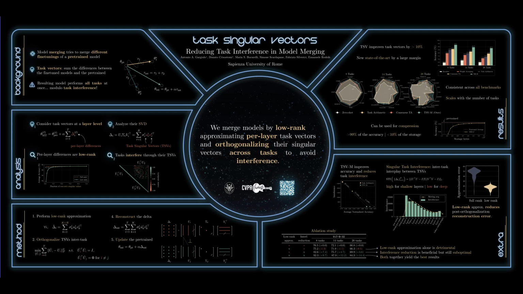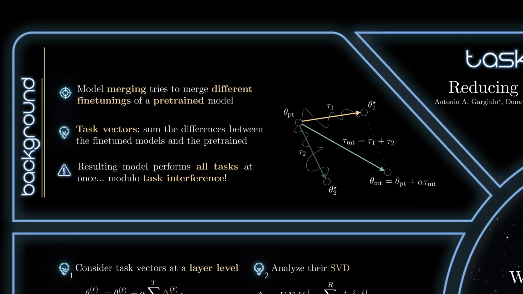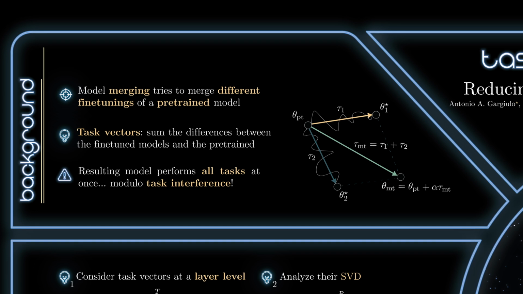Hi, I'm Donald Risostomi and I will be talking about task singular vectors, or how to reduce task interference when doing model merging. So, in model merging, our goal is to merge different checkpoints of the same pre-trained model, fine-tuned over different tasks. Here, one of the most effective approaches is to take the difference between the fine-tuned model and its pre-trained base, and we call this one a task vector.